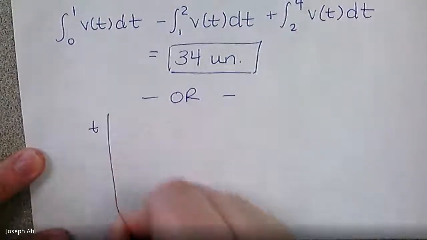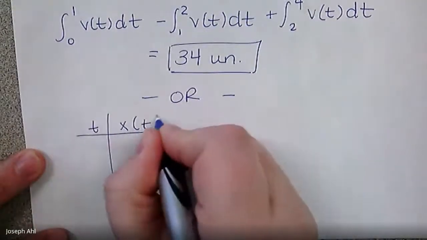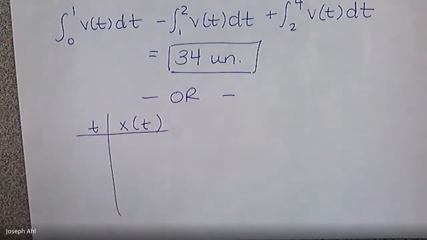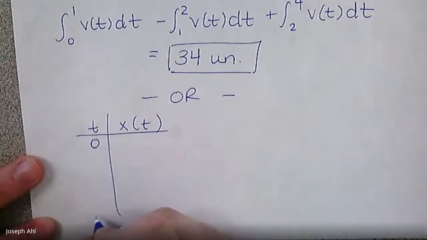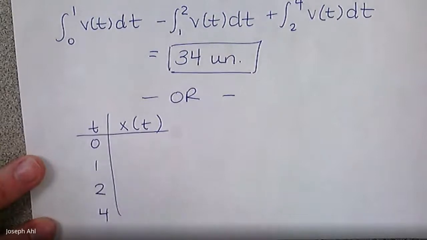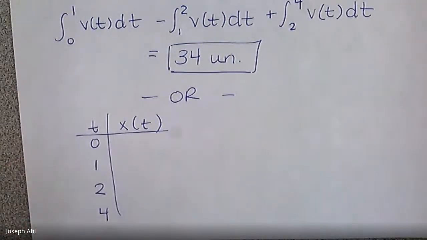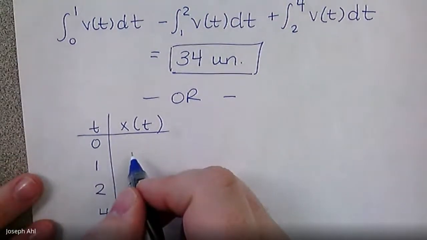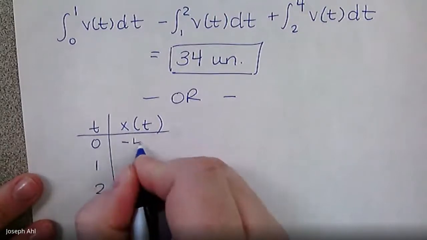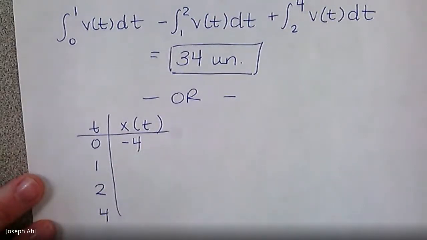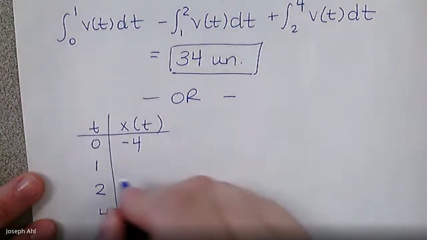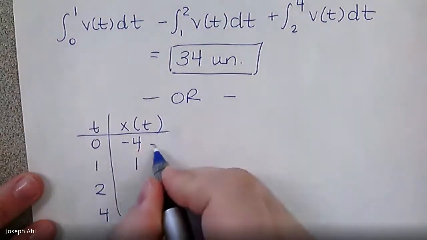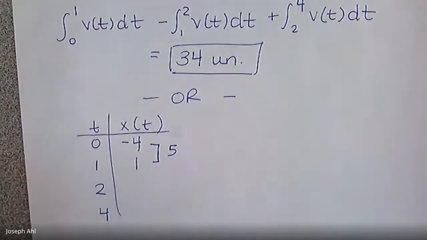So in the table, we're going to have t and x of t, or s of t. And we're going to put the start point and the end point, and then the two places where the velocity was 0, which were at t equals 1 second and t equals 2 seconds. And we know that the initial position when time is 0 is -4. If you go back to the position function and plug in t equals 1, you wind up getting that the position is 1. So the total distance that we've traveled here is 5 units.